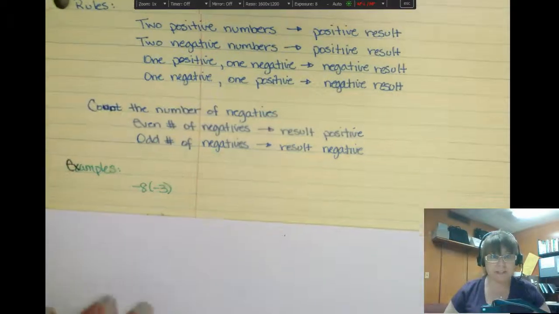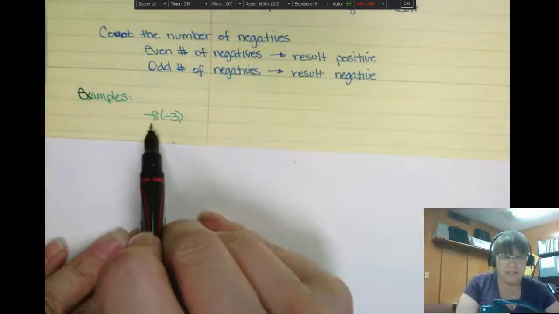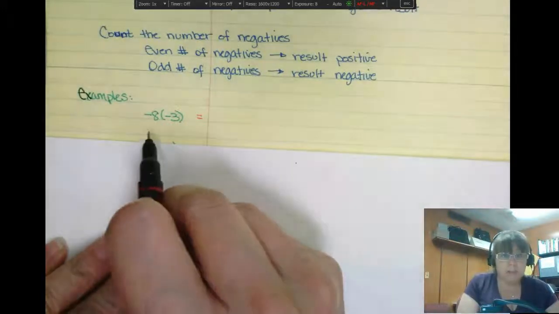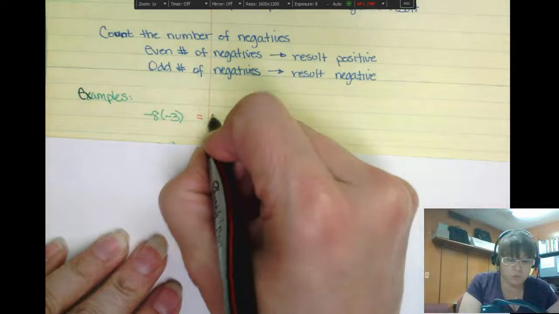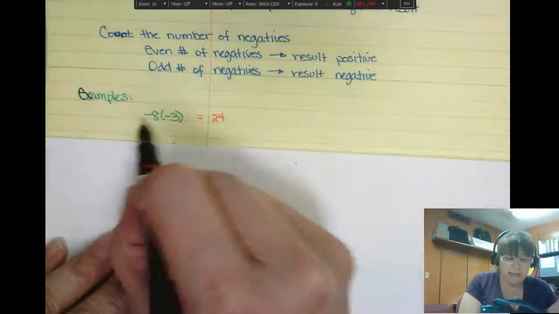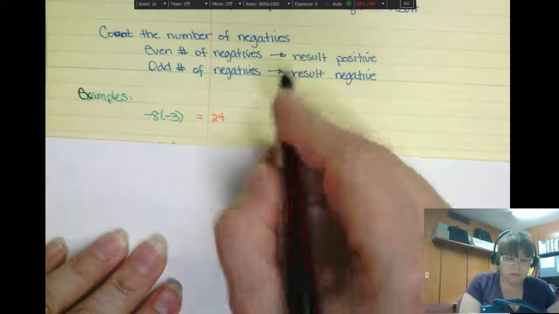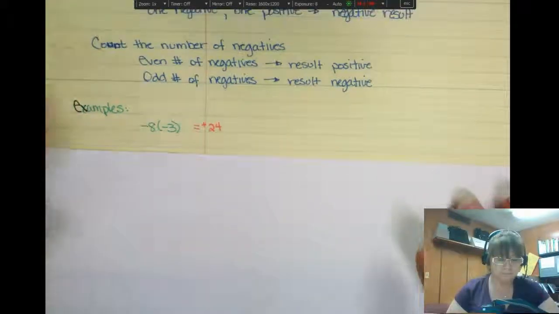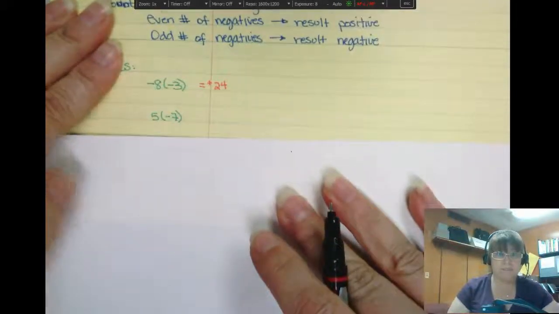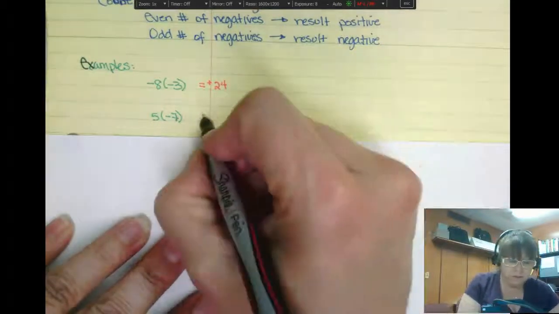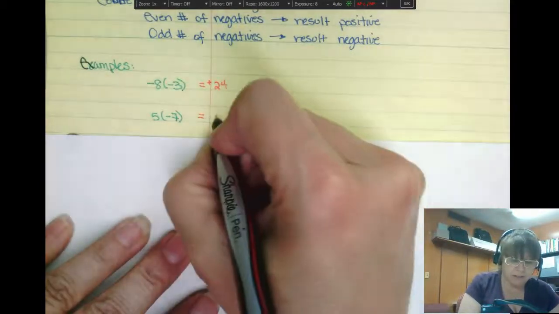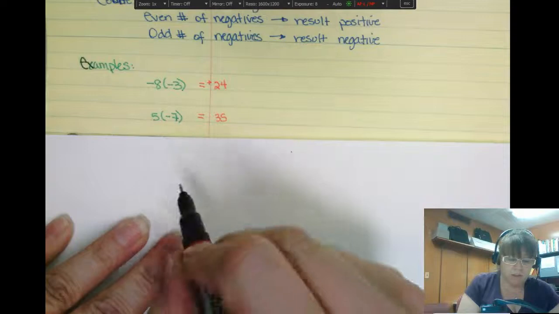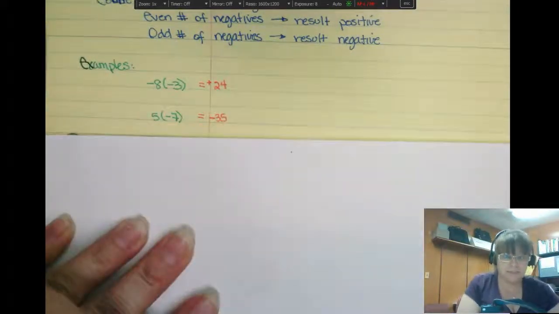So let's go through a couple examples. Negative 8 times negative 3. Well, I can just do the math. 8 times 3 is 24, but I have 2 negatives. That's an even number of negatives, so my result is positive. And just for emphasis, I'm going to put a positive sign there. Let's try 5 times negative 7. First, I'm going to do the multiplication: 5 times 7 is 35. I have an odd number of negatives. Since I only have one, that's an odd number. So it is negative 35.